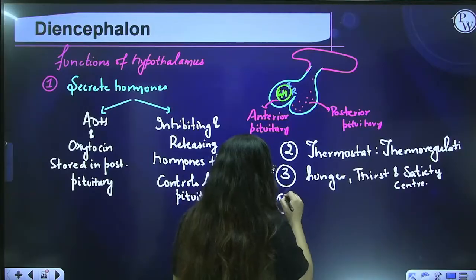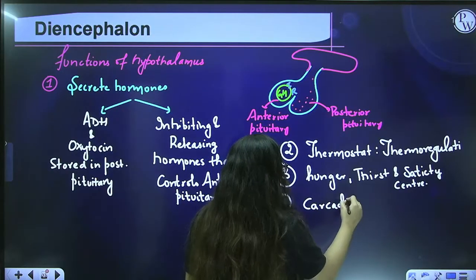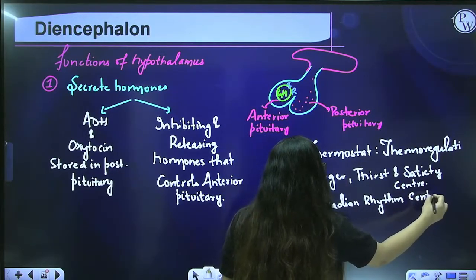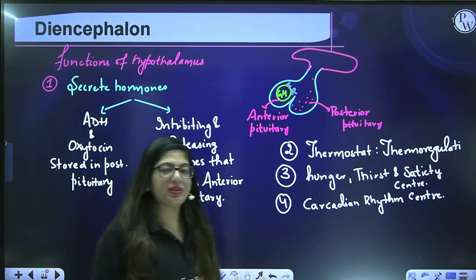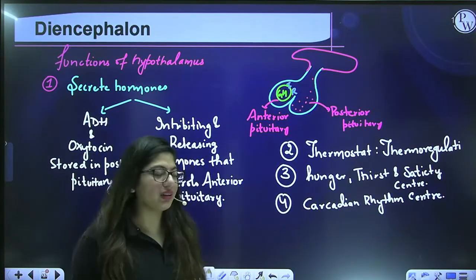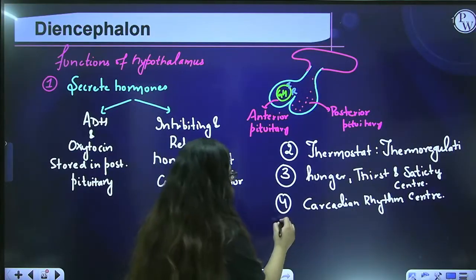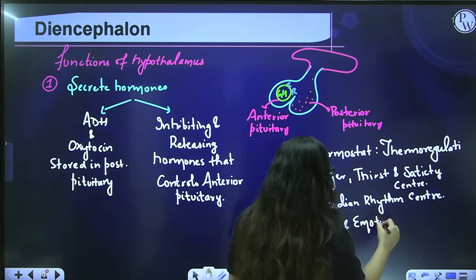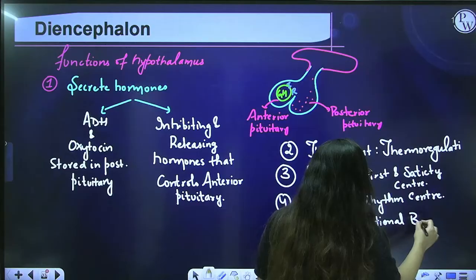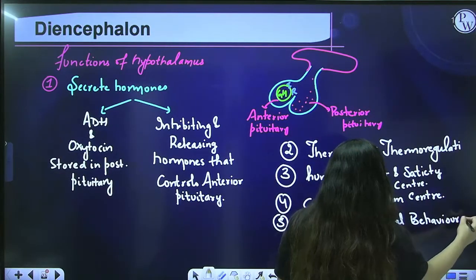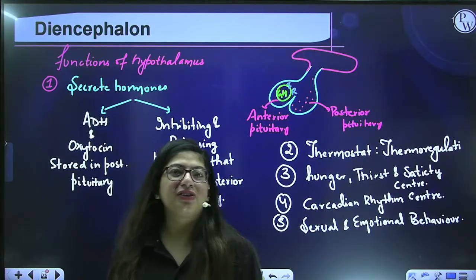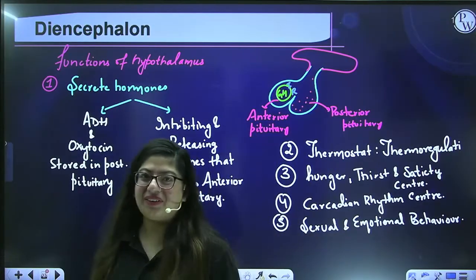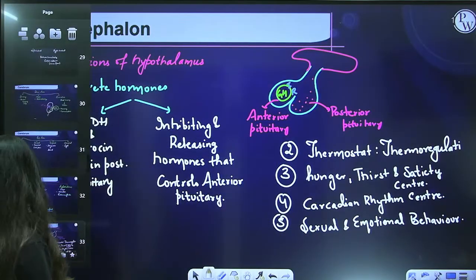Fourth, it also controls your body cycle, which is the circadian rhythm. Now you must be wondering, ma'am, it is controlled by the melatonin hormone. Very true. Melatonin hormone is the one which will be secreted, but what will be the control center? That will be the hypothalamus. Also, it controls your sexual and emotional behavior. You are angry, you are sad, you are happy, you are in love. It's all due to your hypothalamus, not just because of your heart. You never fell in love according to the heart. You fell in love due to your brain. Yes, according to the brain. Okay. All right. So this is what your diencephalon is.